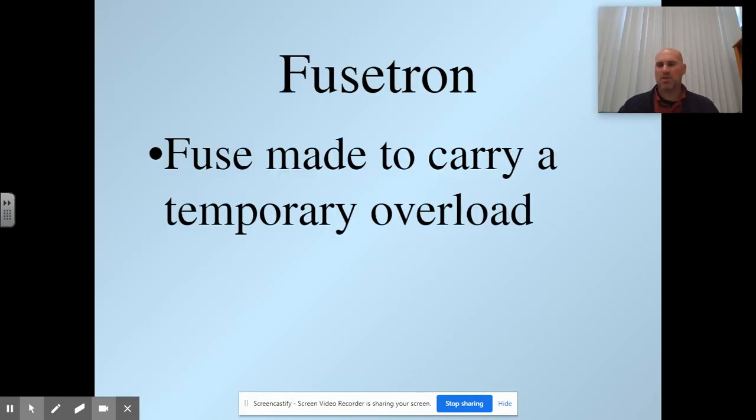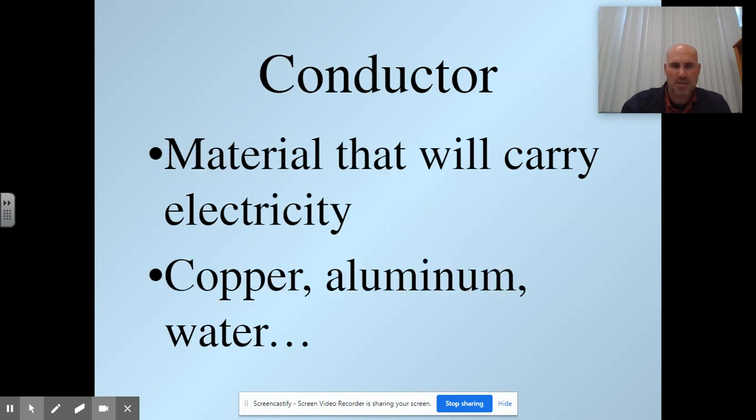And there are some special ones called fusetrons. Fusetrons are a fuse designed to carry a temporary overload. So if you think about a welder, it's plugged into a 220 volt receptacle. And when you first flip that on, it pulls a lot of energy. So that fusetron allows for that brief delay until it comes back down to normal operation. The way it would work is if it carried that same high current or those amps for longer than, say, a second, it's going to automatically break and disengage the electricity, so that way there's not an accident.